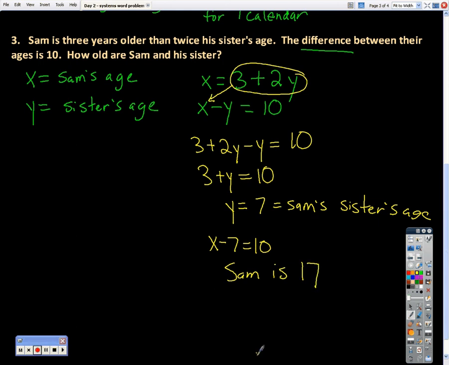Okay, so right now I would like you to please get out your homework for tonight, which is the Using Systems to Solve Word Problems worksheet in your packet. There are 10 problems. It's a front and back worksheet, and please get started.